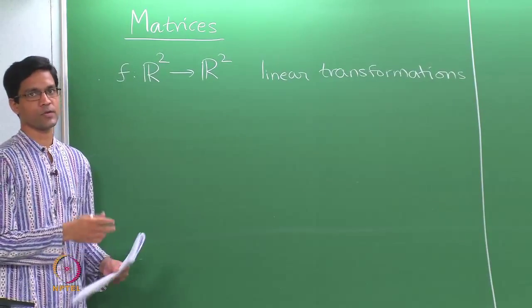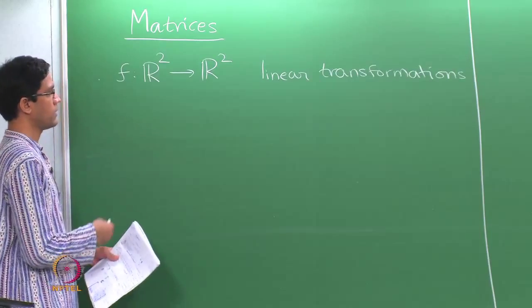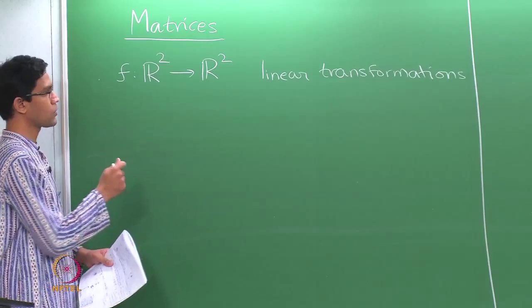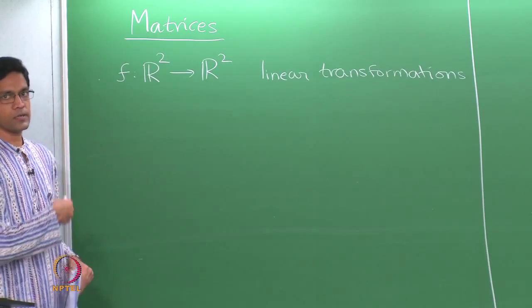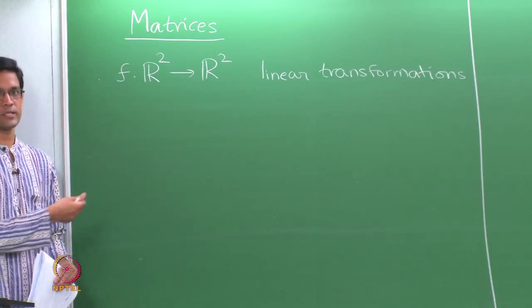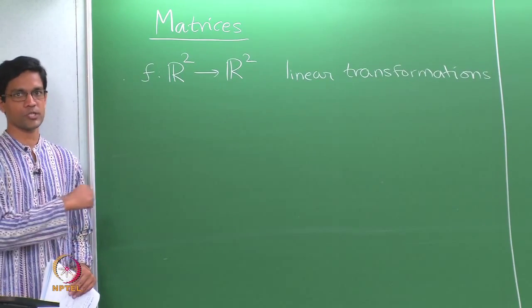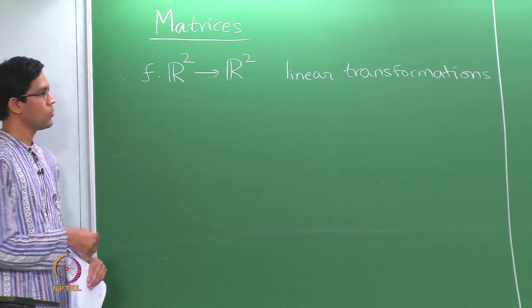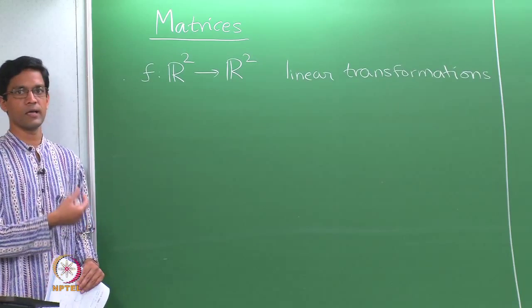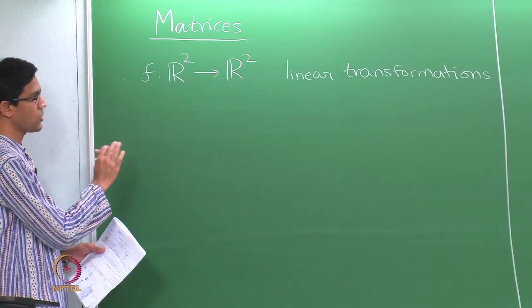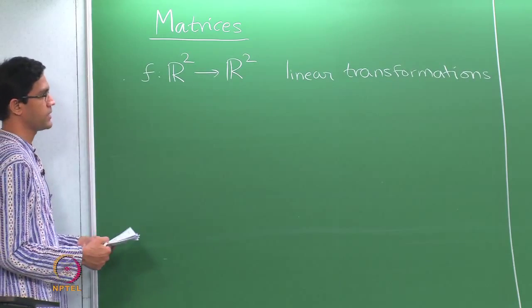A linear transformation was essentially determined by 4 numbers A, B, C and D, and arranging them in a 2 cross 2 matrix form somehow was the correct way of encoding this linear transformation. And we saw that the operation of composition of linear transformations was precisely captured by the operation of multiplication of matrices. Okay? So that is already a context in which we have encountered matrices.